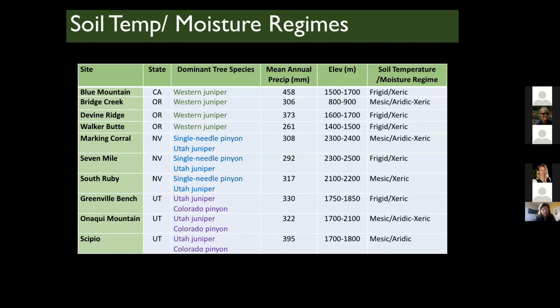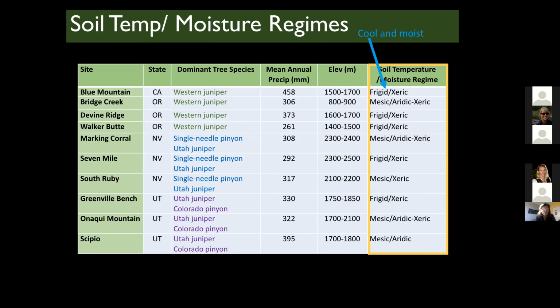And then, as Jean has mentioned, there are also environmental gradients of soil temperature and moisture regimes. Again, we have 10 different sites for this particular analysis, as you can see here, and here are our dominant tree species. All these sites are along a gradient of annual precipitation as well as elevation. So we are interested in how the understory might respond across these environmental gradients of soil temperature and moisture regimes.